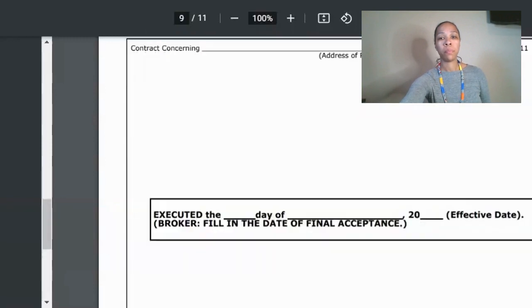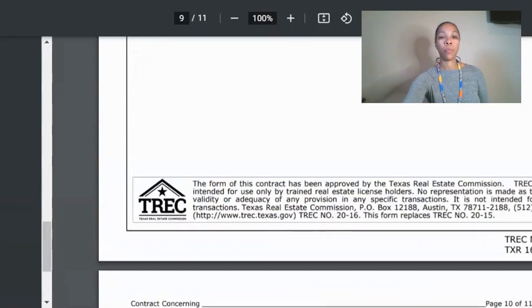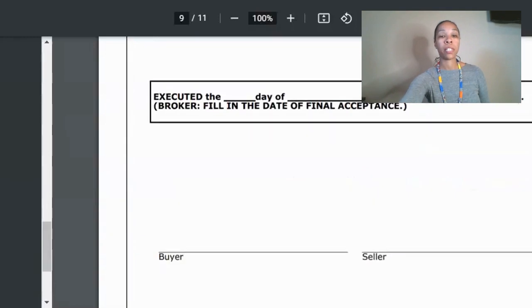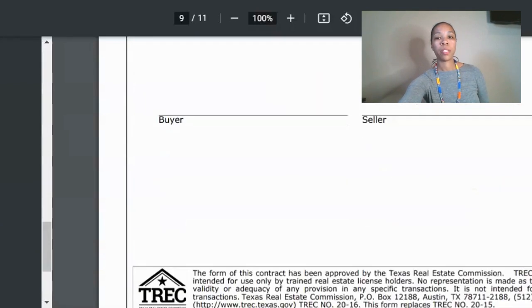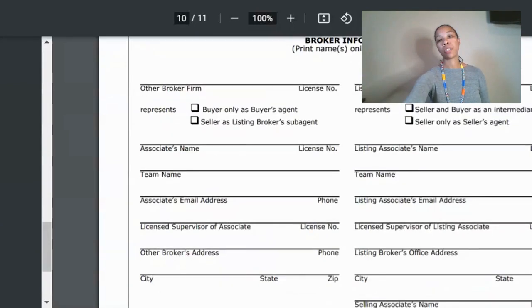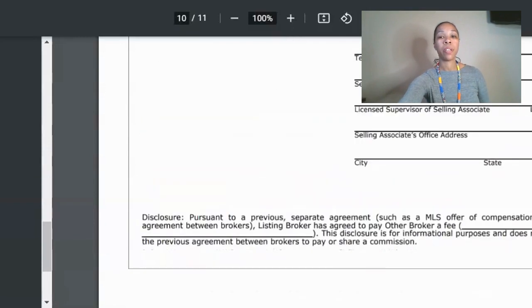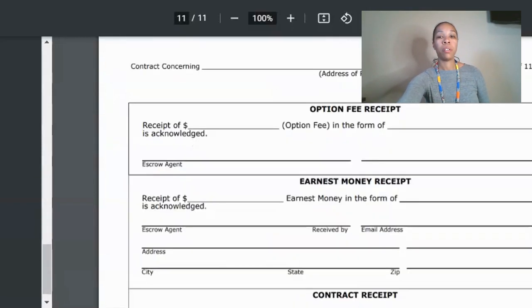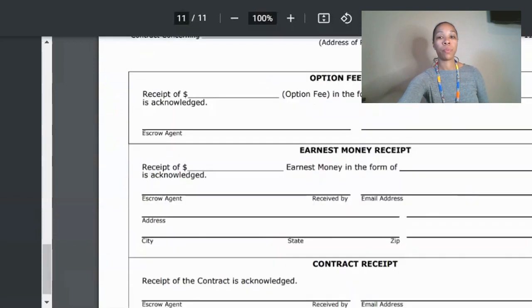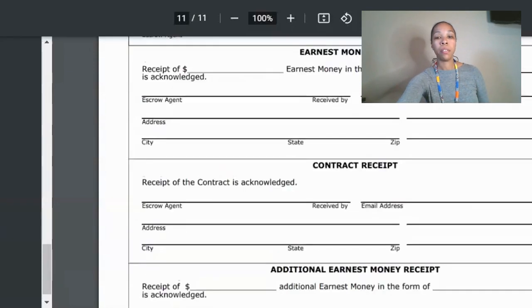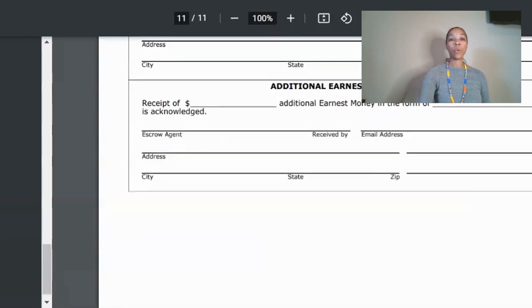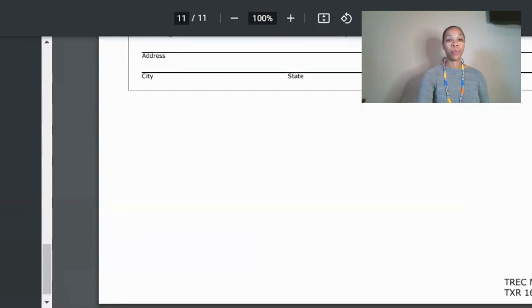We'll have them notified. And then it talks about when the contract is executed, the effective date. That's very important. And then the signatures. And then this is for broker information. So we just put the information of who we are, who we represent, and then the other side on the seller side there. And then your title company takes care of this page because this talks about your receipt of earnest money. That's very important. So we have now just gone through this particular contract.